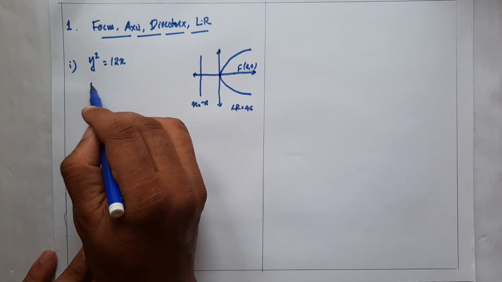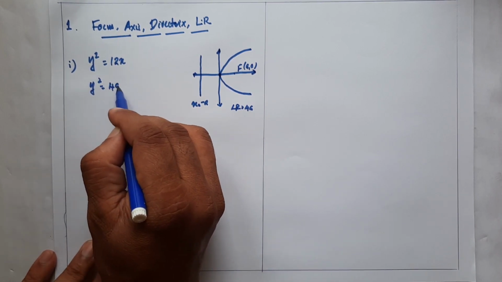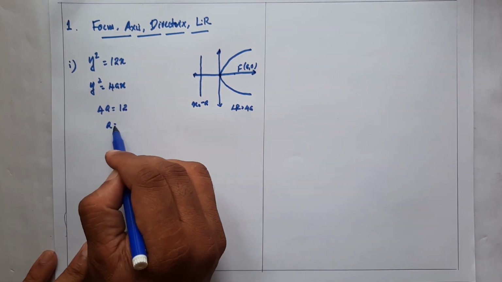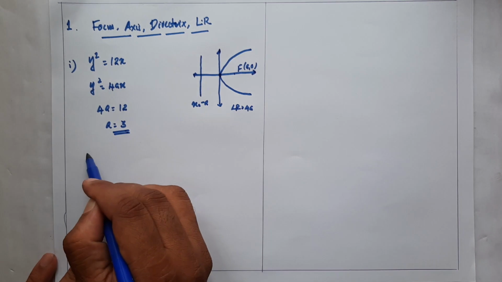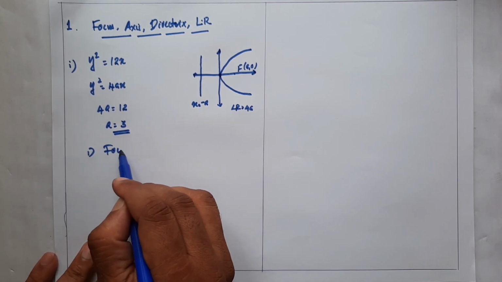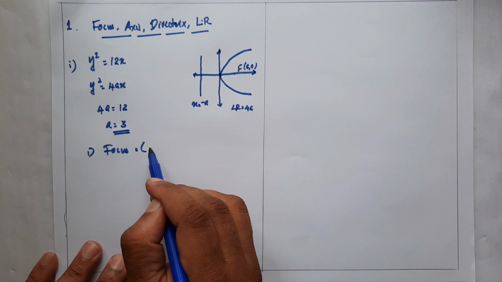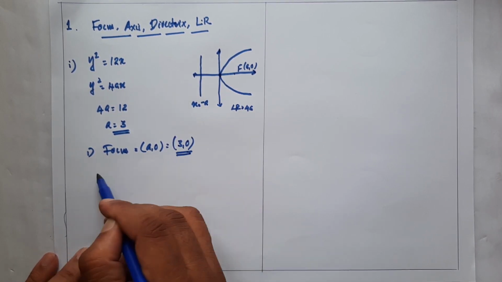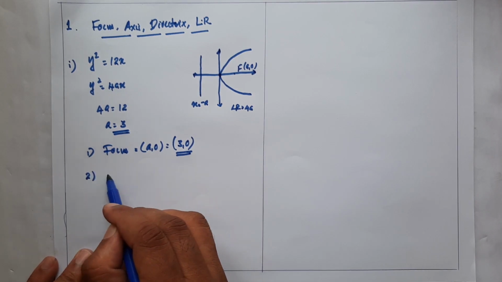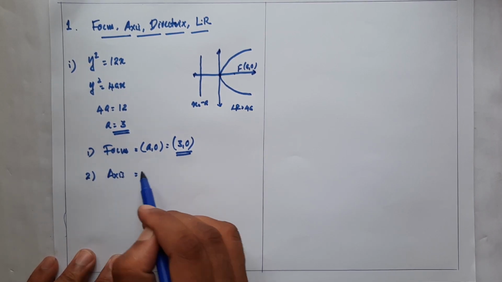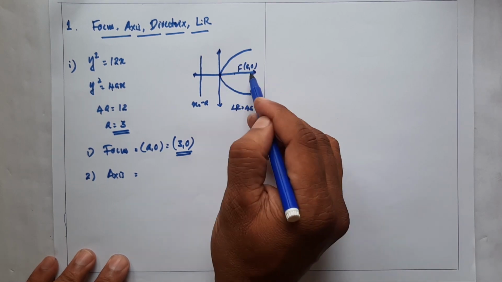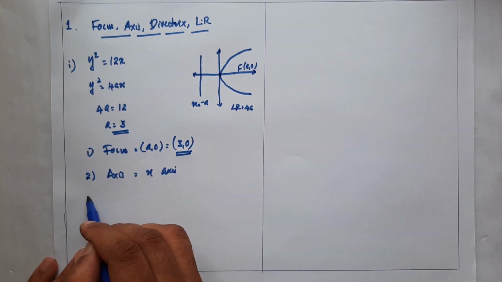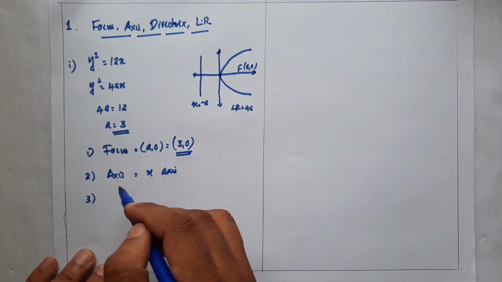Comparing with the general equation y squared equals 4ax, the corresponding value of 4a is 12, so a equals 3. Therefore, the first question, the focus: focus is (a, 0), which is (3, 0). Our second question is the axis. Our parabola is symmetric about the x-axis, since x has power 1. Which axis is symmetric? That is the x-axis.